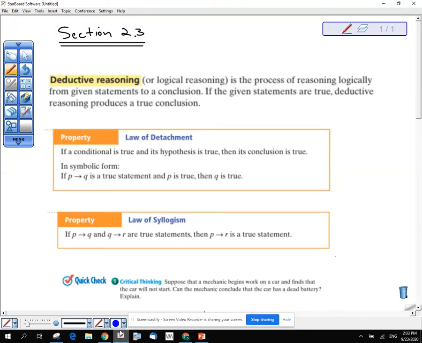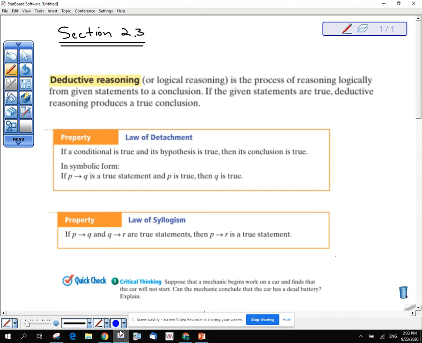Geometry, section 2.3, deductive reasoning, the law of syllogism, and the law of detachment. Other way around, actually, law of detachment and law of syllogism. Okay, going to be doing some bouncing around here. I'm getting better at this video making stuff. I had never thought before that I should copy things out of the online book, but finally thought of it.